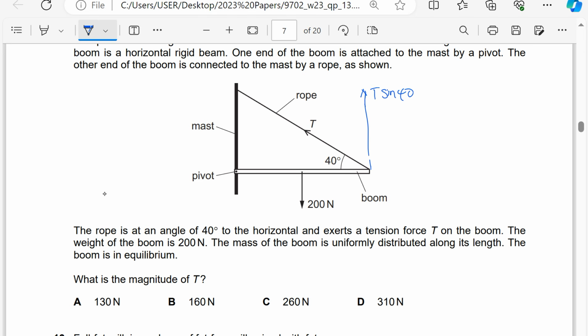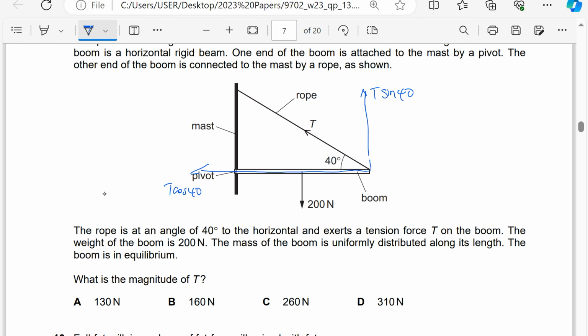If I want the force acting in the horizontal, but this force will act through the pivot, so it is useless. So it will be T cos of 40. Because I want to take moments about the pivot, avoid using T sine 40 upwards equal to 200 down. There's a force at the pivot here, which should be catered for. Since I don't know the force at the pivot, I rather take moments about the pivot.